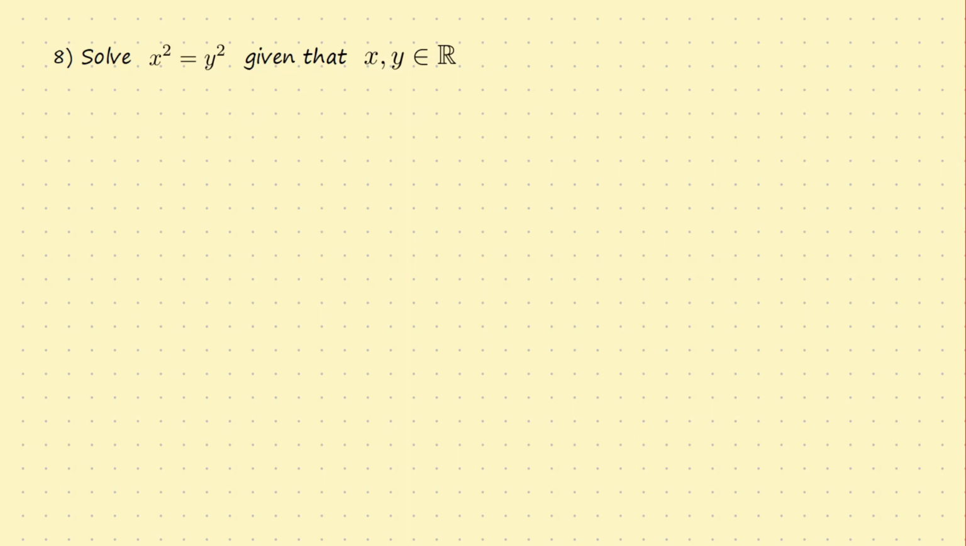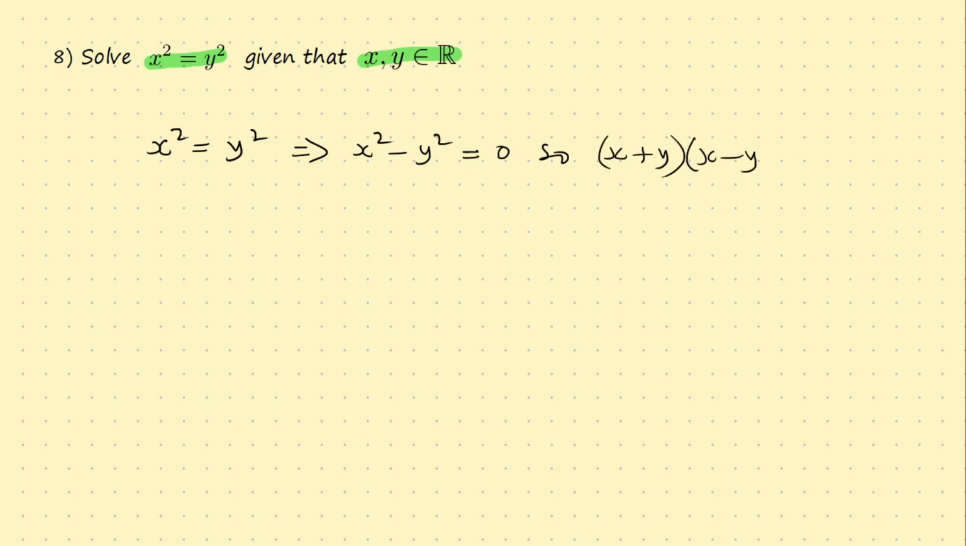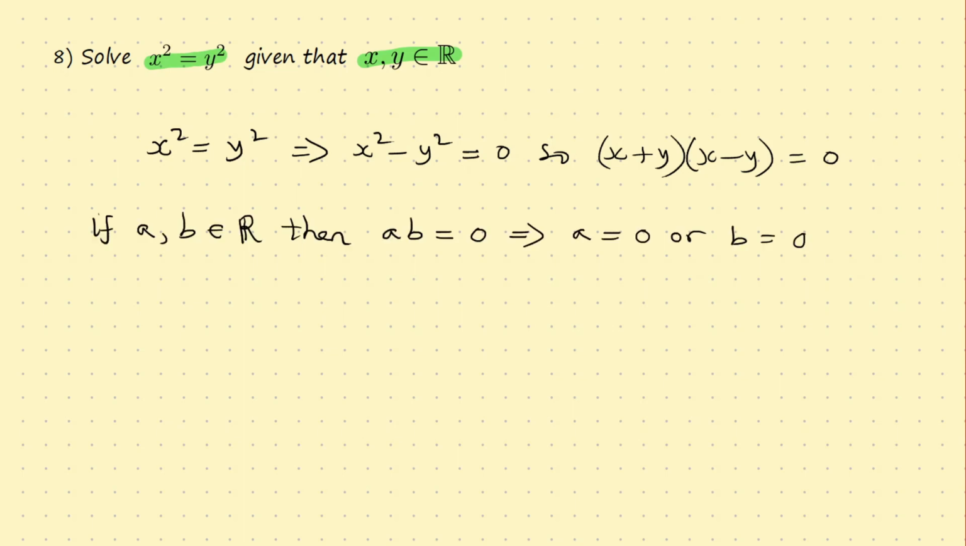Problem 8. Solve x squared equals y squared given that x and y are real numbers. x squared equals y squared implies that x squared minus y squared equals 0, so (x plus y) times (x minus y) equals 0. Then we apply the key fact that if a and b are real numbers, and a times b equals 0, then either a equals 0 or b equals 0.